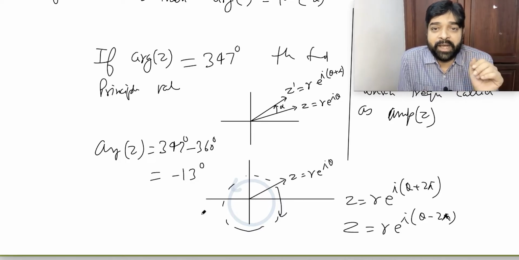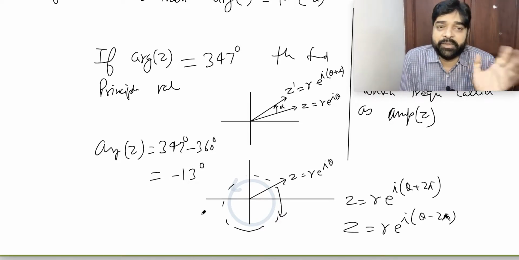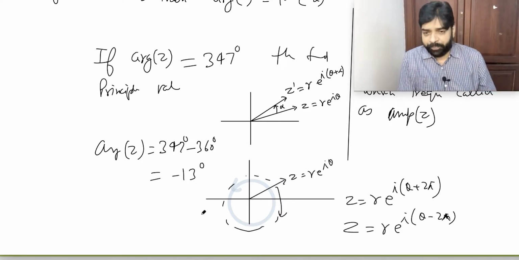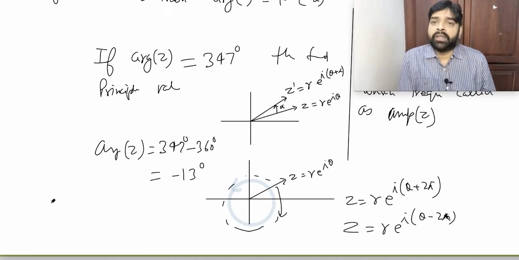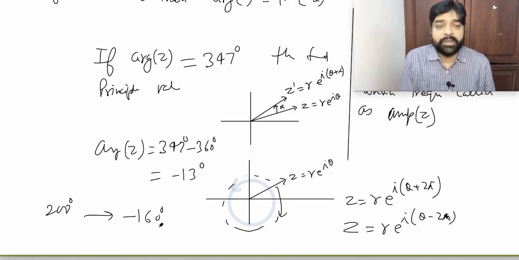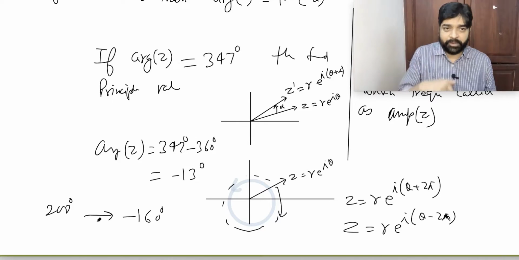But what is the benefit? Now this minus 13 degree falls in the principal value range. So I will say the principal value will be minus 13 degree. Finish. Anything we can solve. It doesn't matter. Suppose somebody says 200 degree. What is the principal value? Orally, minus 160. Yes or no? By 360 less.